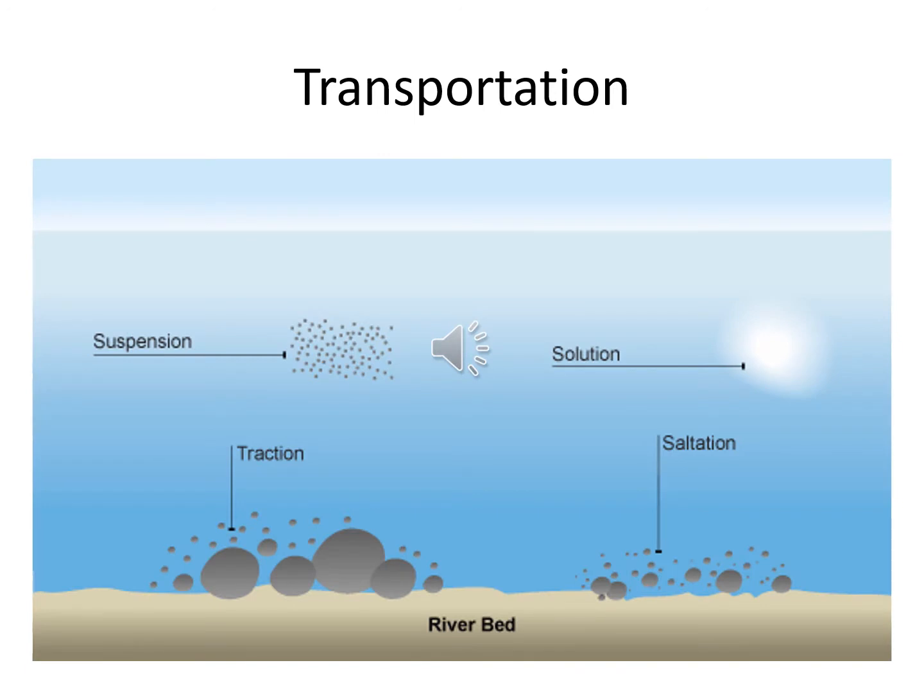So once the rocks have been eroded, they get carried by the river during the process of transportation. So you've got traction, which is where large rocks, maybe the size of a human head, a bit gross, or bigger, are rolled along the base of the river. That takes a lot of energy from the river, and we don't really tend to see traction in the upper course of the river, mostly in the lower course of the river.